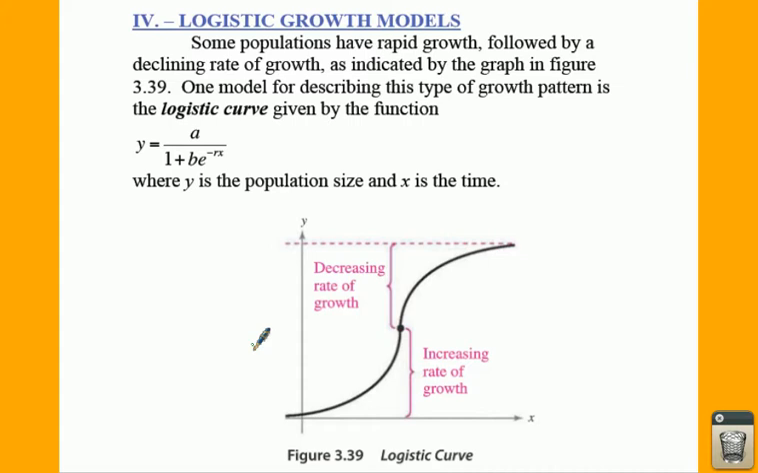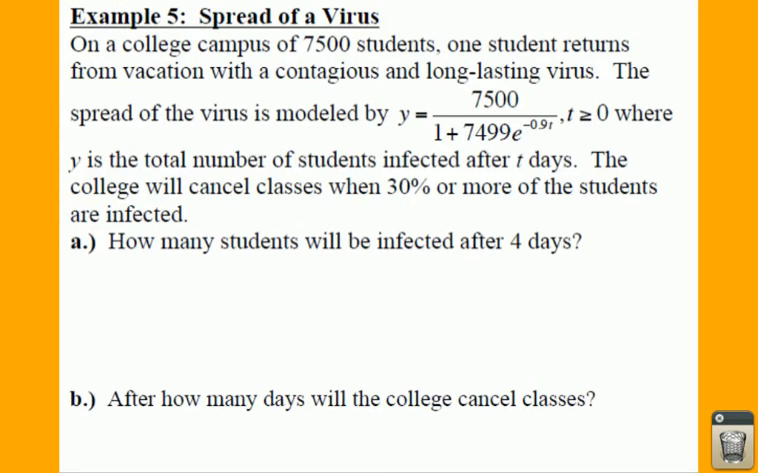And like I said before, you're not going to have to memorize this formula, but it helps if you know what it looks like. So this is a logistic curve. Y is your population size, X is your time. At the beginning, you have an increasing rate of growth, and then you reach a point where you're neither increasing nor decreasing, that's halfway up your curve, and the other half of your graph is a decreasing rate of growth.